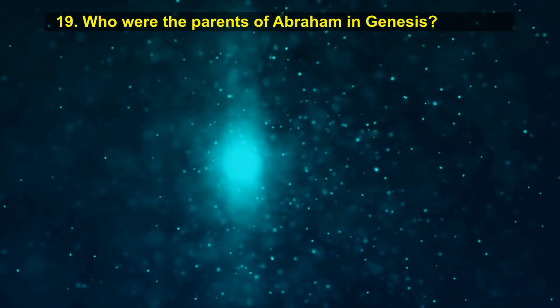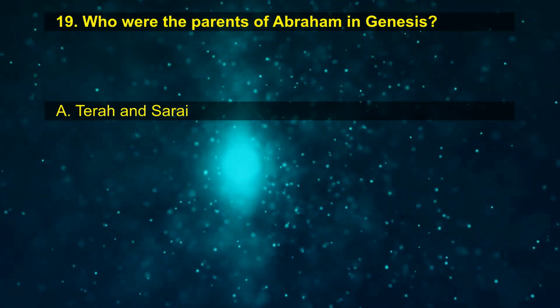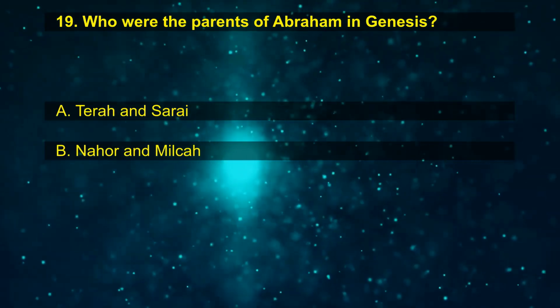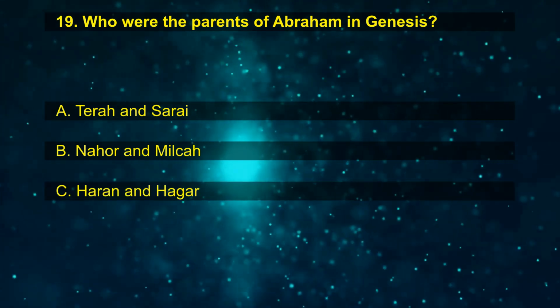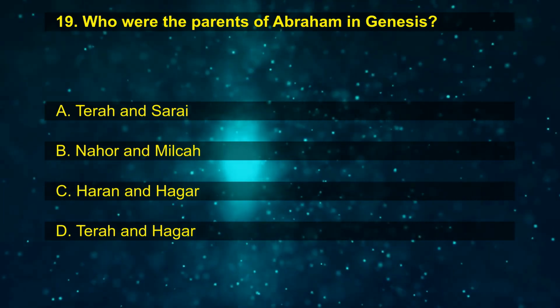19. Who were the parents of Abraham in Genesis? A. Terah and Sarai. B. Nahor and Milcah. C. Haran and Hagar. D. Terah and Hagar.